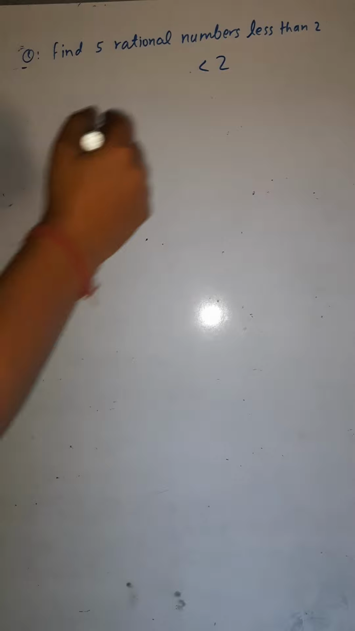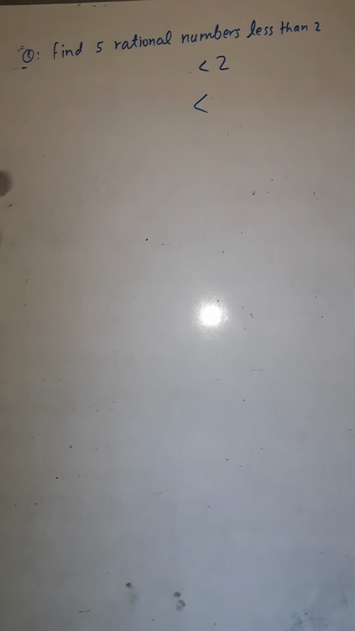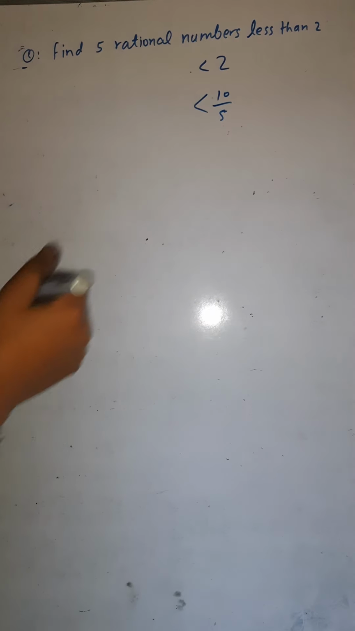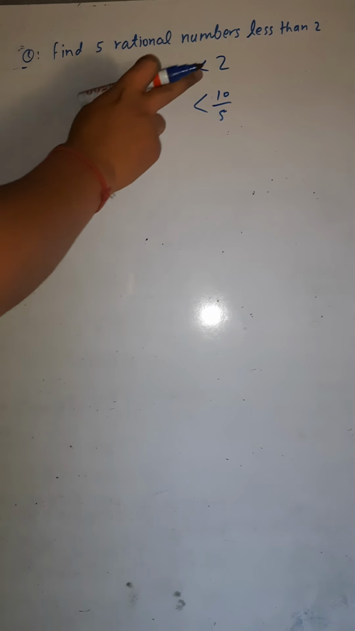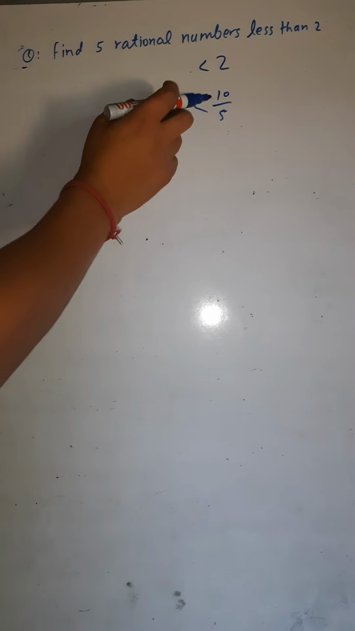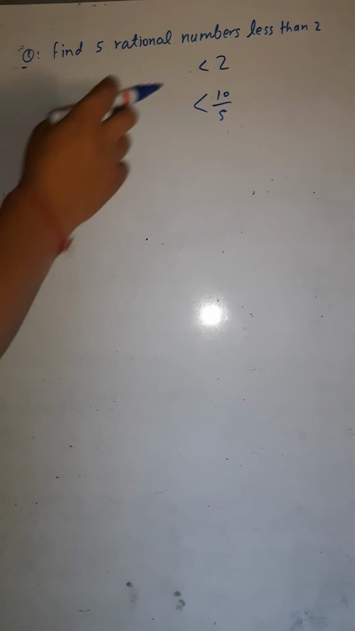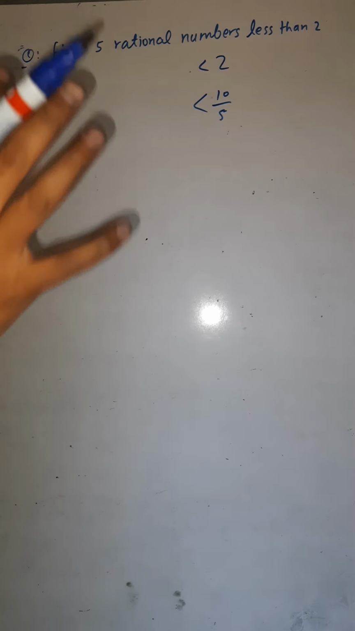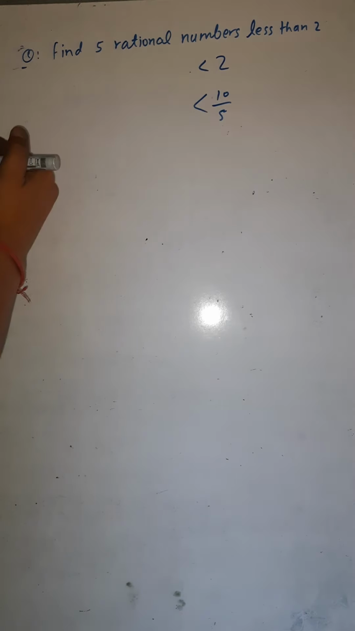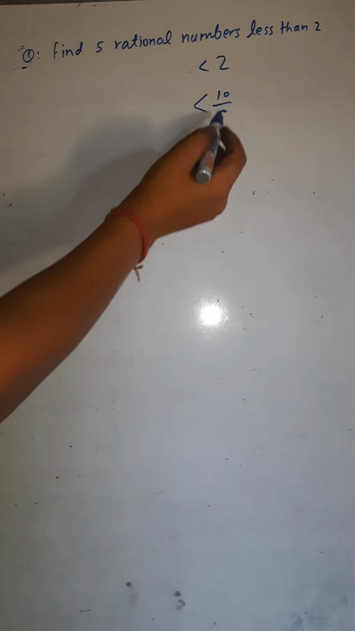Okay, so let me tell you, this 2 can be written as 10 by 5. If I am not wrong, can I write this 2 as 10 by 5? Yes, 5 twos are 10. If you divide 10 by 5, the answer would be 2. So 2 can be written as 10 by 5. Now you have to write 5 rational numbers which are less than 10 by 5.